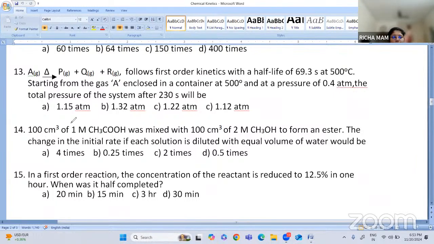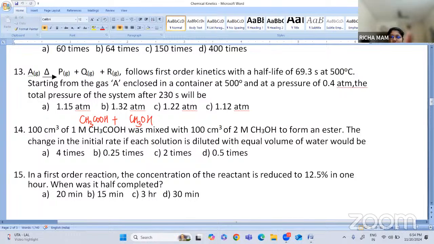So what is the question? Again, I'll read. 100 cm cube of 1 molar acetic acid was mixed with 100 cm cube of 2 molar methanol. Okay. So acetic acid was mixed with methanol.